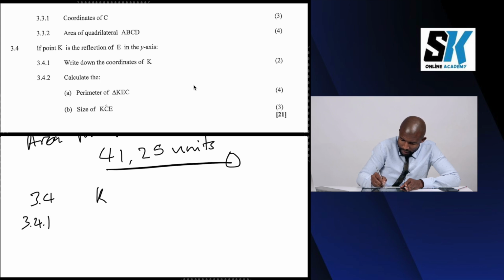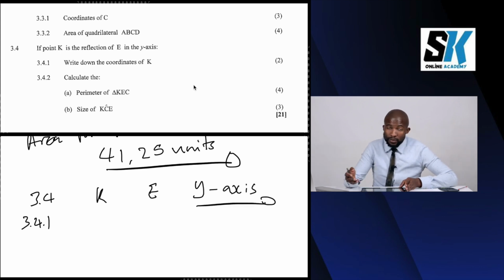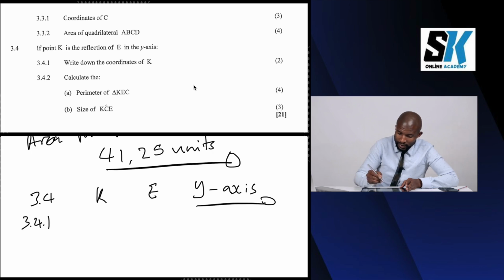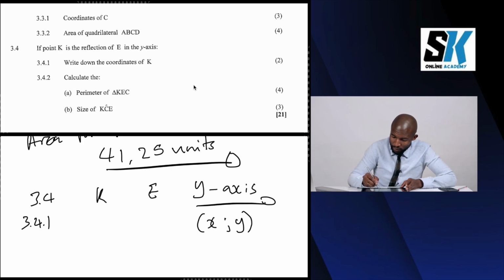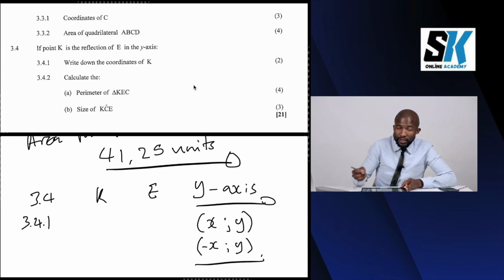K is the reflection of E, so it's reflected about the y-axis. So what happens when a point or a line or whatever is reflected about the y-axis? If the original point were x and y, then once it's reflected about the y-axis, we simply change the x coordinate. We just put a negative on the x coordinate, and then we keep everything the same. So that is what is going to happen.